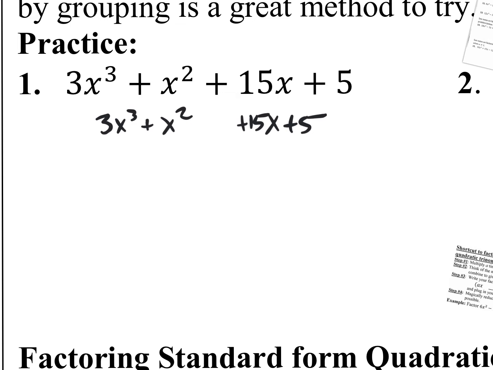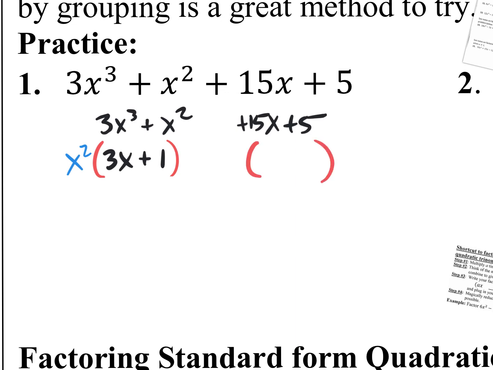Step 2, factor something out of each group. Even if it's not factorable, pull out a 1. We're going to factor something out of this first group. What could I pull out of there? X squared, right? There's x's in both terms. You could pull out the maximum of x squared. What's going to be left on the inside? 3x plus 1.